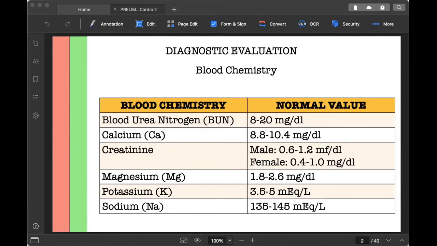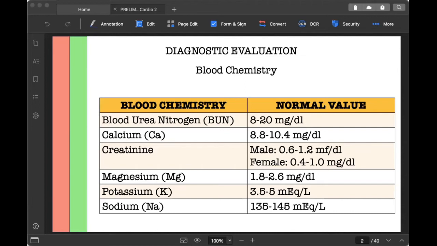Let's discuss first your BUN. Actually, BUN and CREA always go together. Always remember that BUN and CREA always go together, as they are used to assess renal function and are determinants of it. So your BUN, or blood urea nitrogen, the normal value is already there.